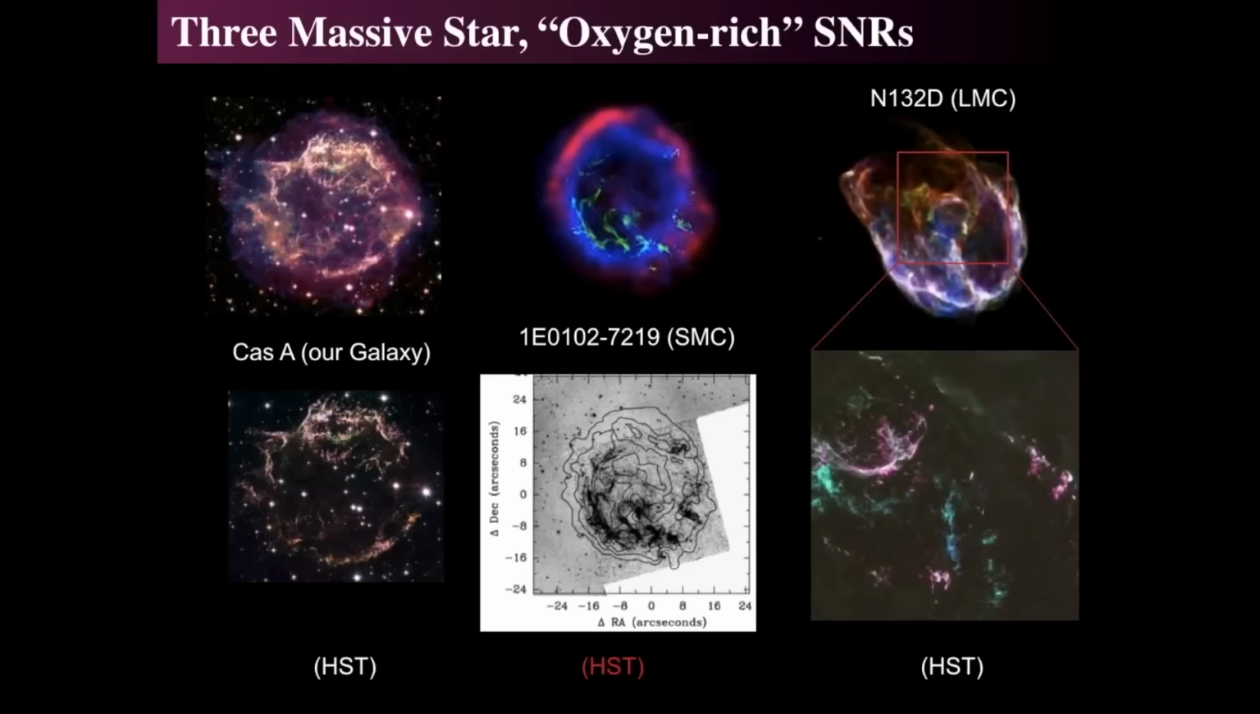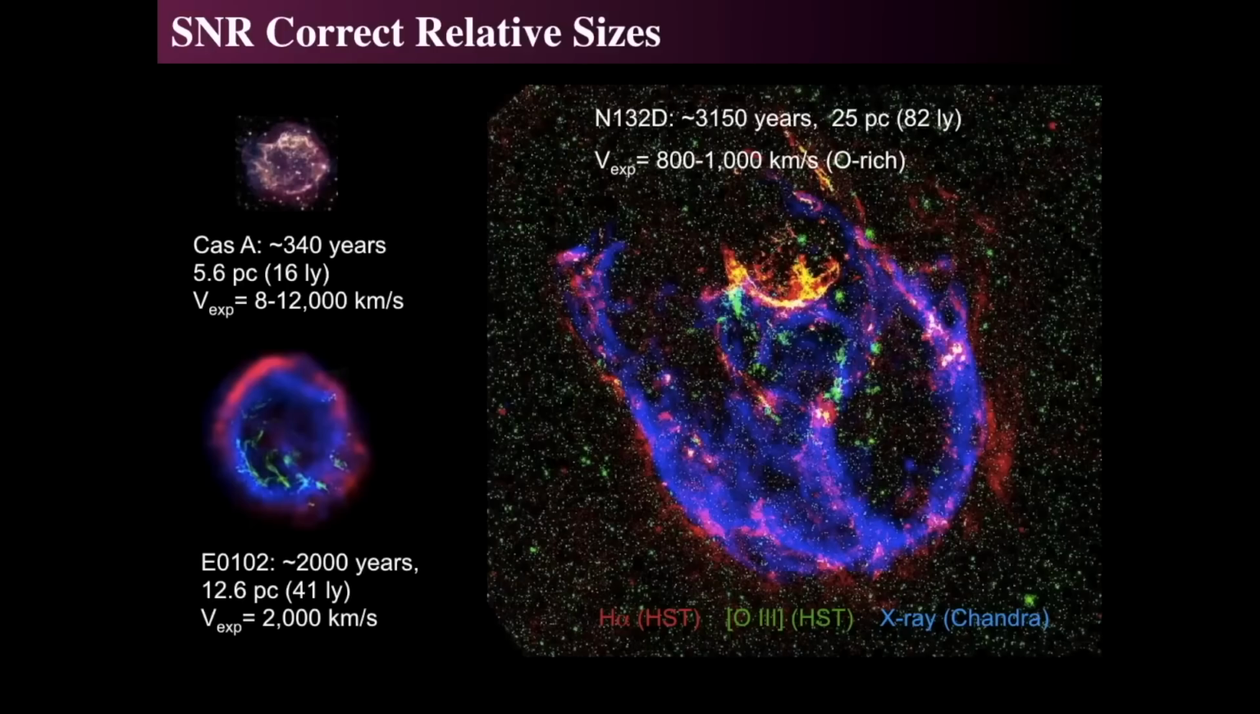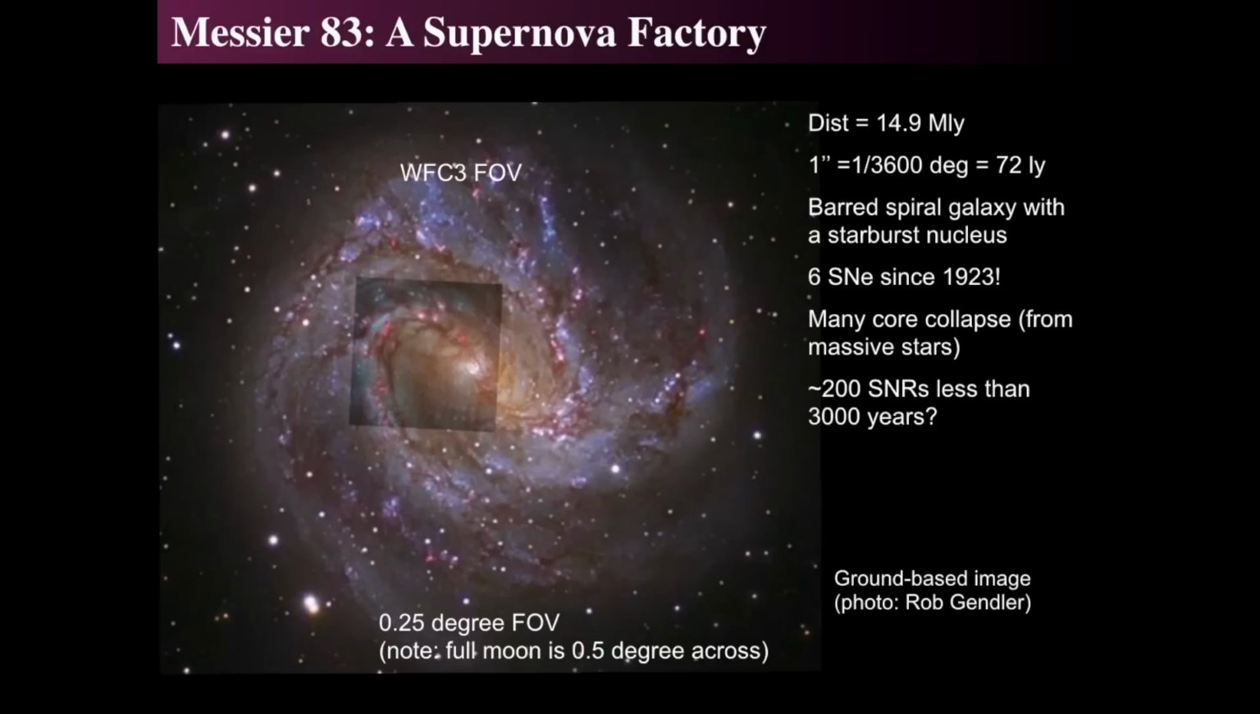All of these massive stars can produce iron-rich supernovae, and that's how we know that the oxygen is actually permeating the cosmos. By knowing their distances and their expansion rates, we can compare their relative sizes. Cas A is only about 350 years old. There's another one that's 2,000 years old, and N132D is about 3,000 years old. And all of these things are just expanding and expanding, and as they do so, they enrich the interstellar medium. And if you go out and look at other galaxies, such as M83, M83 is just creating supernovae like crazy.